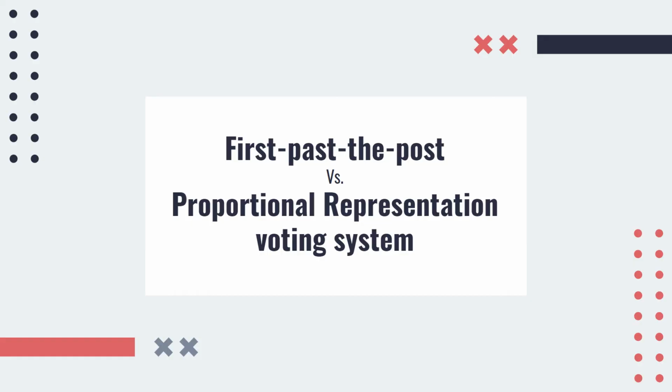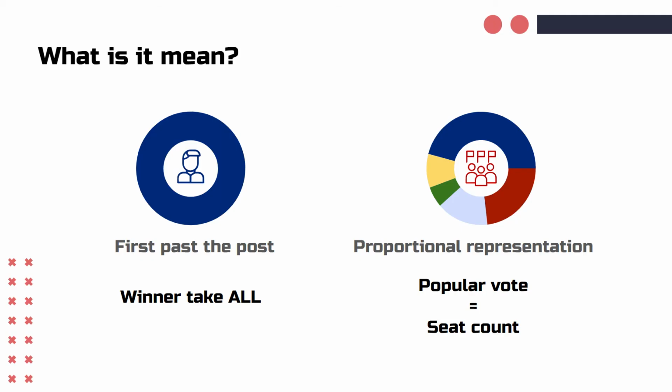Our last topic is about first past the post versus proportional representation voting systems. The first past the post voting system depends on voters casting their vote for a candidate of their choice, and the candidate who receives the most votes wins. In proportional representation, the legislative body is distributed according to the proportion of votes a party captures.